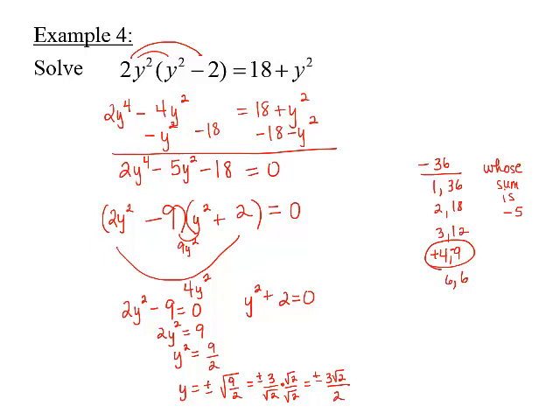And then y squared plus 2 equals 0. We subtract 2 to get y squared equals negative 2. So y equals plus or minus the square root of negative 2, which is plus or minus i square root of 2. The 4 solutions then are plus or minus 3 square root of 2 divided by 2, and plus or minus i square root of 2.